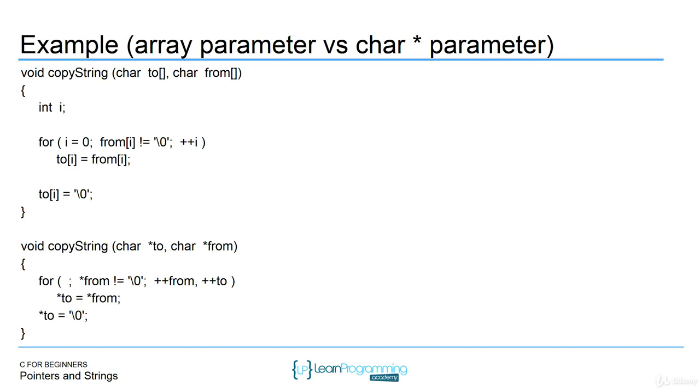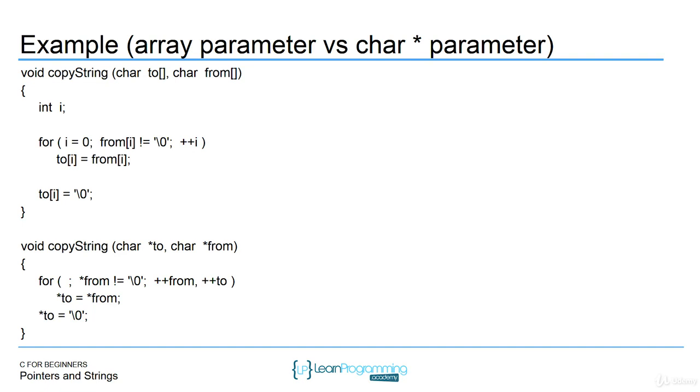In the first function, copy string, we can go through the entire array using a for loop, i equals 0, from sub i, and we go all the way until we see the null character, and then we increment our loop control variable. And then all you have to do is say to sub i equals from sub i. We're doing a direct assignment there. And then at the very end, after we've gone all the way until we see the null character, we add a null character to the end of our to array. Pretty basic.